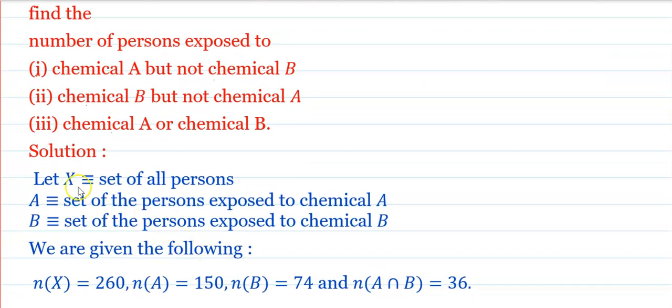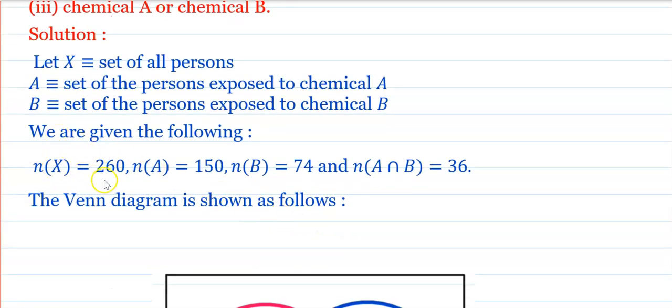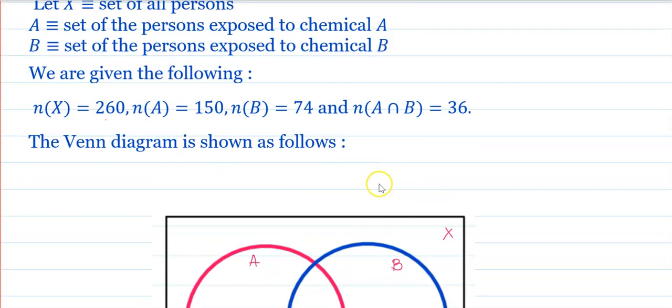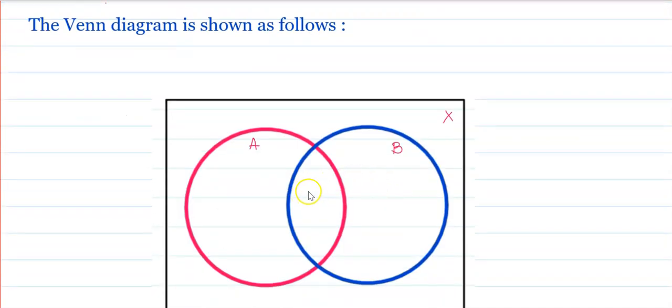Okay, now first, X is equal to the set of all persons. A is equal to the set of persons who were exposed to chemical A. B is the set of persons who were exposed to chemical B. Now we are given that n of X is equal to 260, n of A is 150, n of B is 74, and their intersection is 36. Now the Venn diagram. See here, the first is chemical A, this is chemical B, and this is the universal set. First, their intersection is 36.